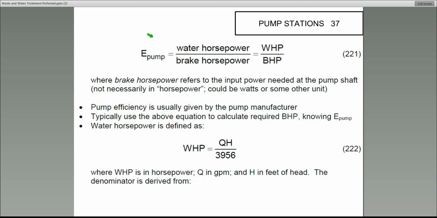But the efficiency of the pump is the water horsepower divided by the brake horsepower. Okay, and don't worry about what the definitions are. You may have to look some of those up later on. But the water horsepower, which is a key thing, is equal to the Q, the flow, times the height divided by 3956. So that's a shortcut formula to get the horsepower of a pump.